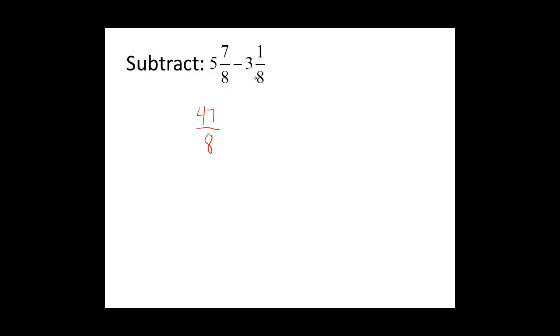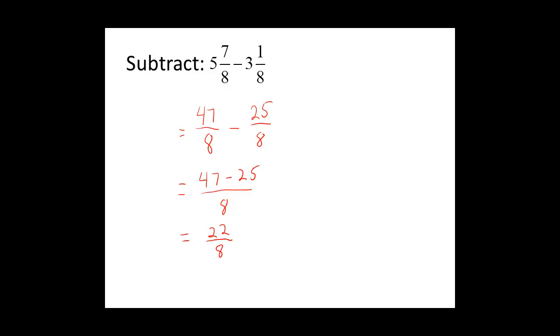Now we will change this to an improper fraction. 3 times 8 is 24, plus 1 is 25 over 8, and we are subtracting. Notice we have a common denominator, therefore we will subtract the numerators and keep the denominator. 47 minus 25 is equal to 22.